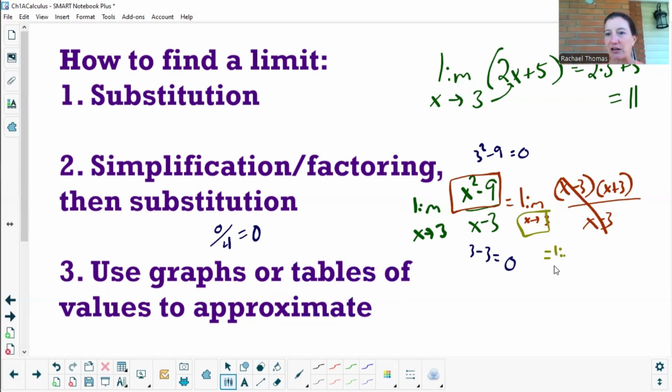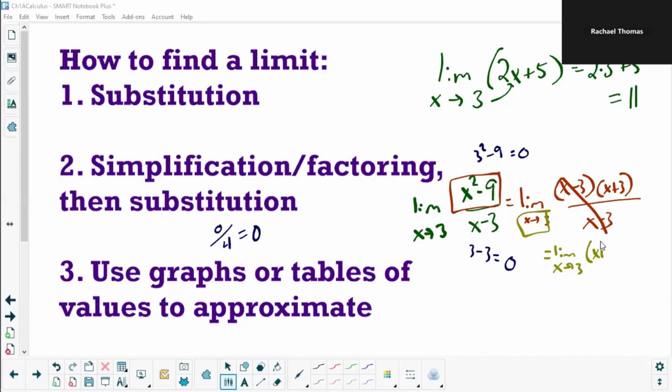That means that I'm now looking at the limit as x goes to 3 of x plus 3, and that's pretty easy. At this point, we can just plug in our 3 for that x, and we get equals 3 plus 3, which is 6. Bam.